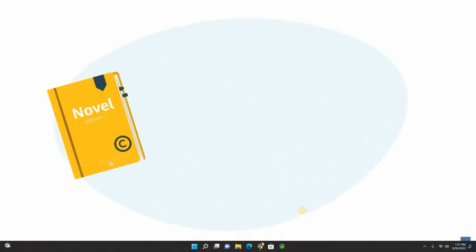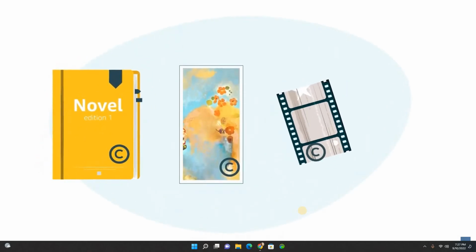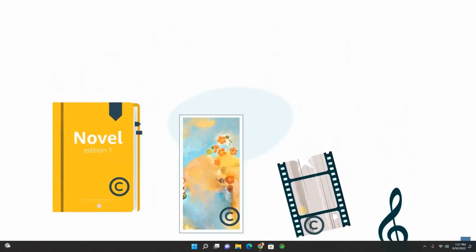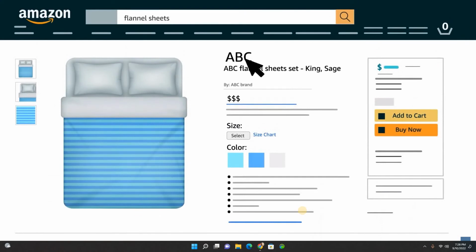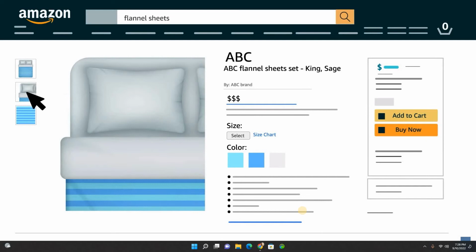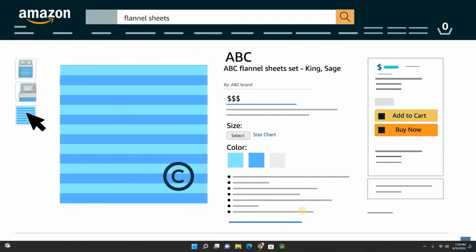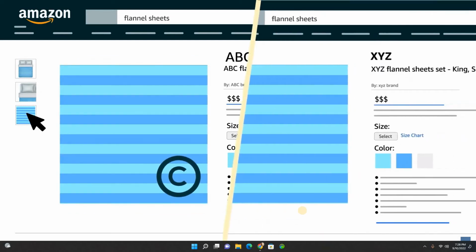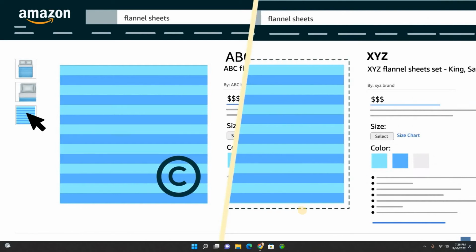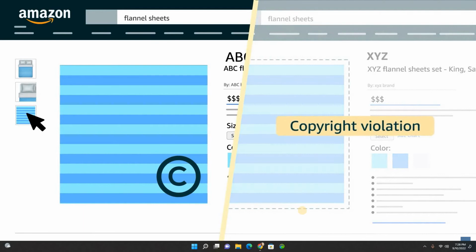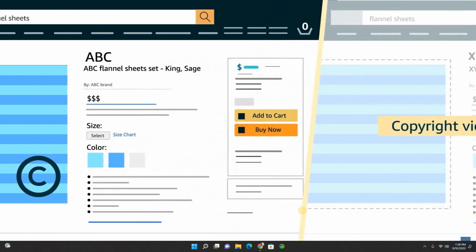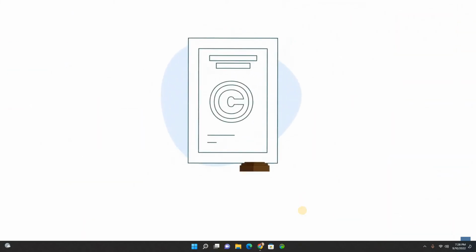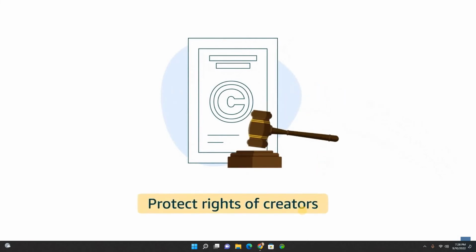For example, books, paintings, videos, movies, songs, etc. Let us consider the example of ABC, who is a maker of flannel sheets and took the photos of the sheets shown here and thus owns the copyright for those images. If another seller copies these images to use on another product's detail page without permission, they would be violating ABC's copyright. Typically, federal agencies put in place laws to protect rights of creators.